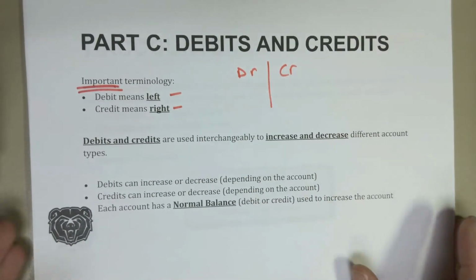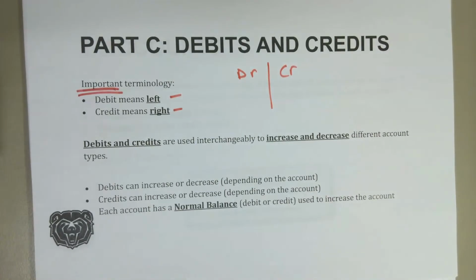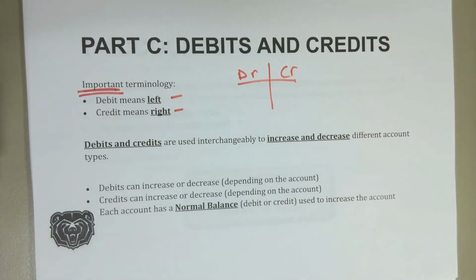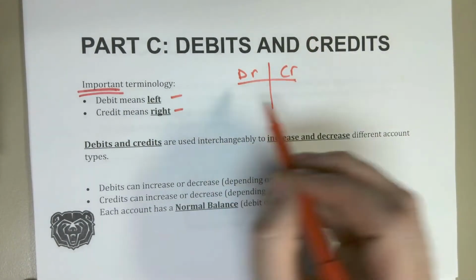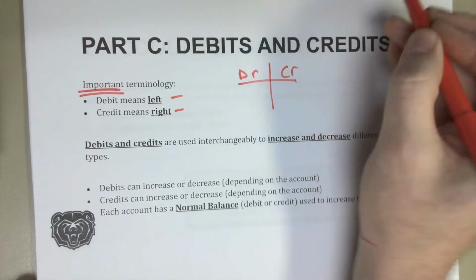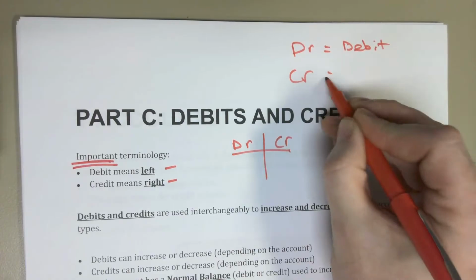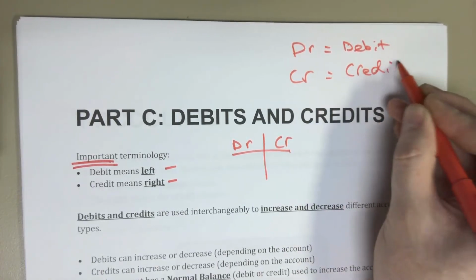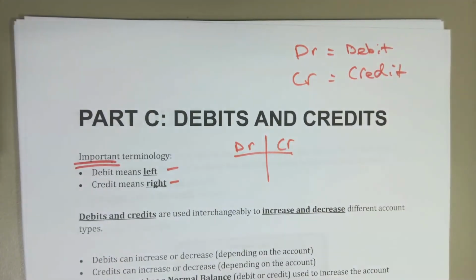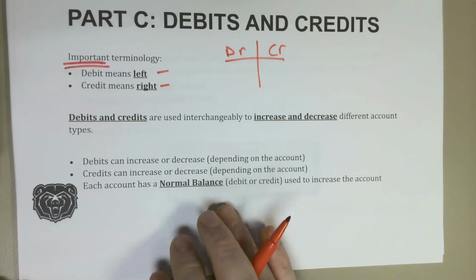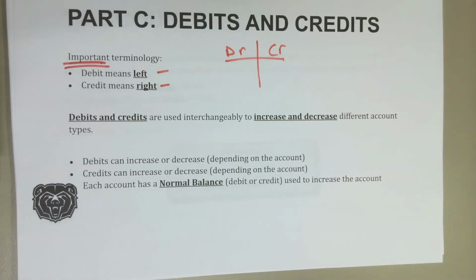And I'll give you guys a mnemonic here shortly to help you remember all of this. But if you just remember debits on the left, credits on the right, okay? And this right here is just shorthand. DR equals debit, CR equals credit. So if you see me writing those, that's all I mean. So DR for debit, CR for credit. So debits and credits, we use them interchangeably.